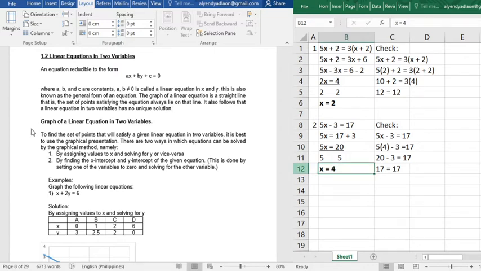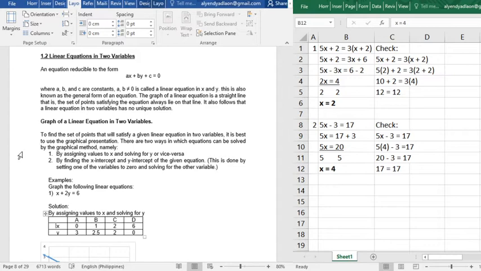Now, graph of a linear equation in two variables. To find the set of points that will satisfy a given linear equation in two variables, it is best to use the graphical presentation. There are two ways in which equations can be solved by graphical method: by assigning values to x and solving for y or vice versa, and by finding the x-intercept and y-intercept of the given equation. This is done by setting one of the variables to 0 and solving for the other variable.